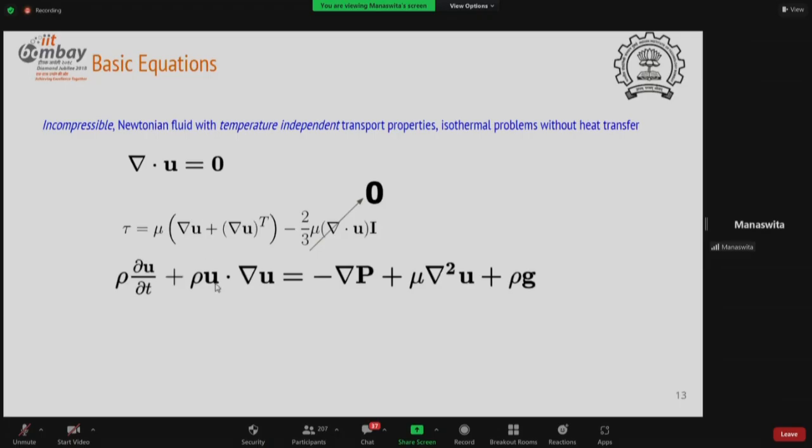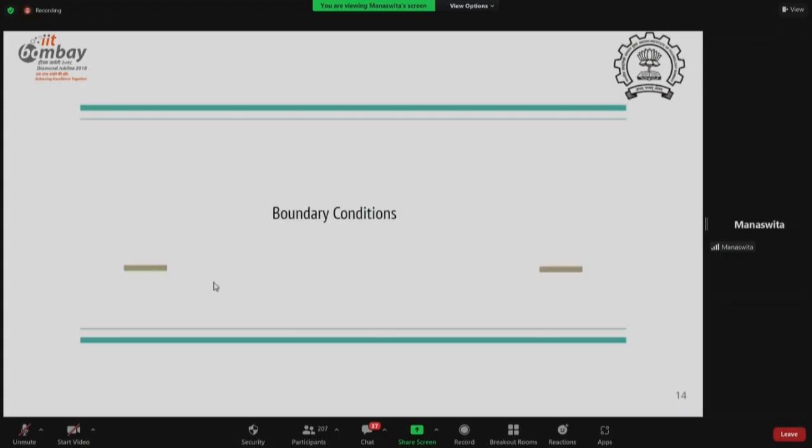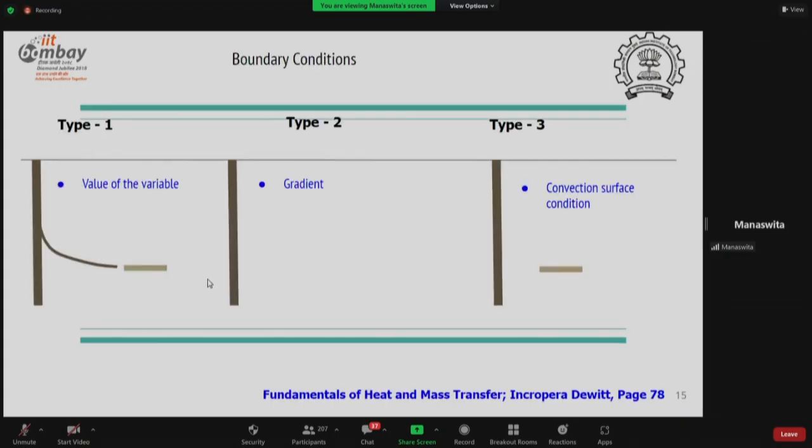These two equations form the complete set of equations. Of course, because we have these differential equations, nonlinear and second order, we need boundary conditions, and there are different types of boundary conditions. You can define the value of the variable itself. That means we can define the value of the velocity itself at the wall. We can define the gradient at the wall.